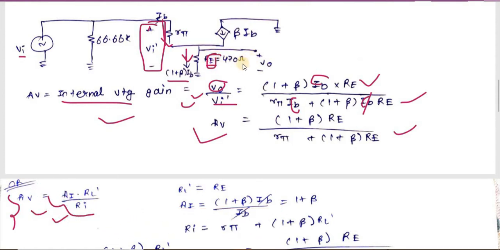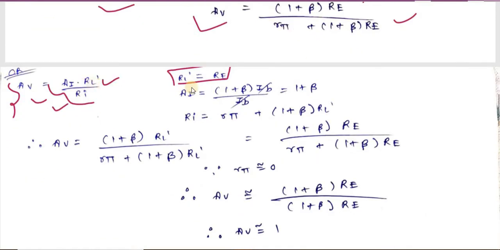As you can see, we are taking output voltage from the emitter, right? So our RL dash will be the resistance across the emitter side. Here you can see we have only one resistance, that is Re. So RL dash will be Re, as per the formula.